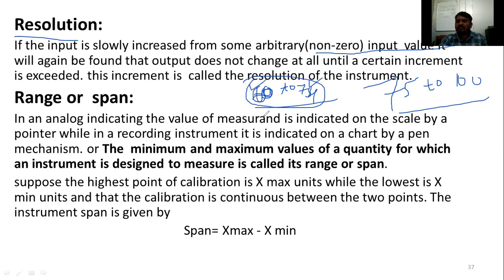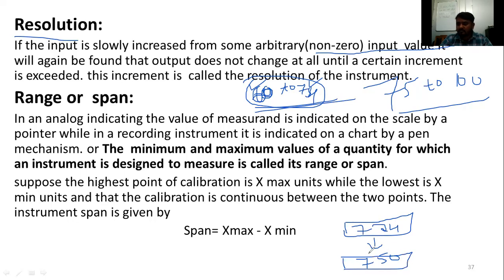We have the maximum value and the minimum value, and whatever lies in between is called the range. Example, you started your journey from Pandharpur to Solapur. You note down the reading of your vehicle, say 724. After reaching Solapur, it shows 750. What is the distance? 750 minus 724 is nothing but 26 kilometers. That is the range you can calculate. Range or span is the maximum value minus the minimum value.